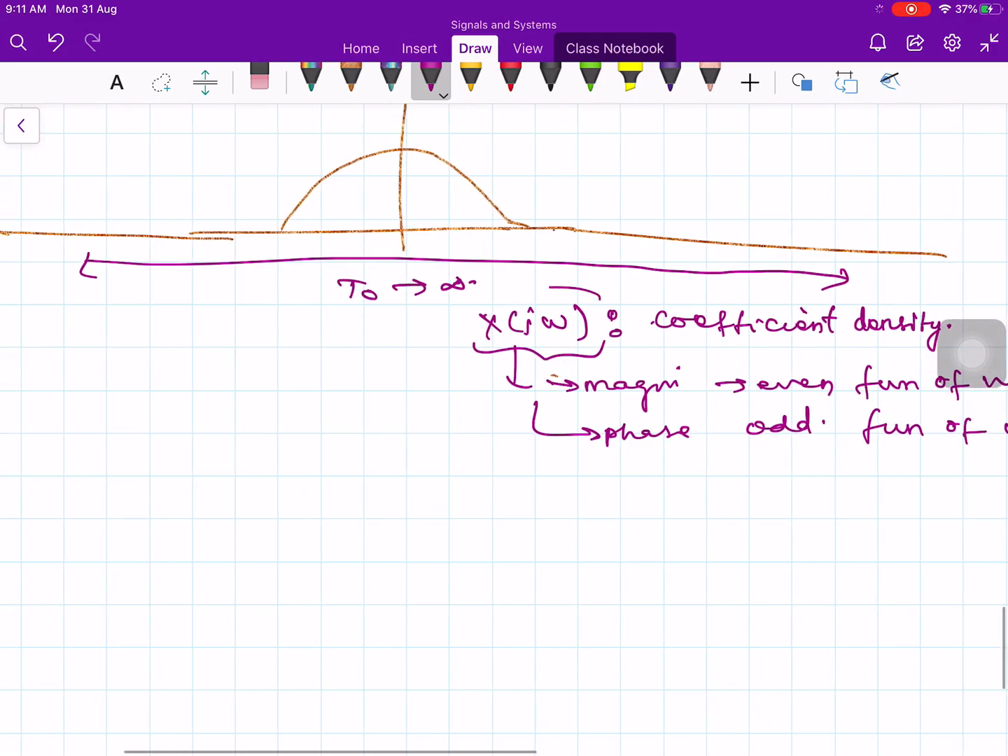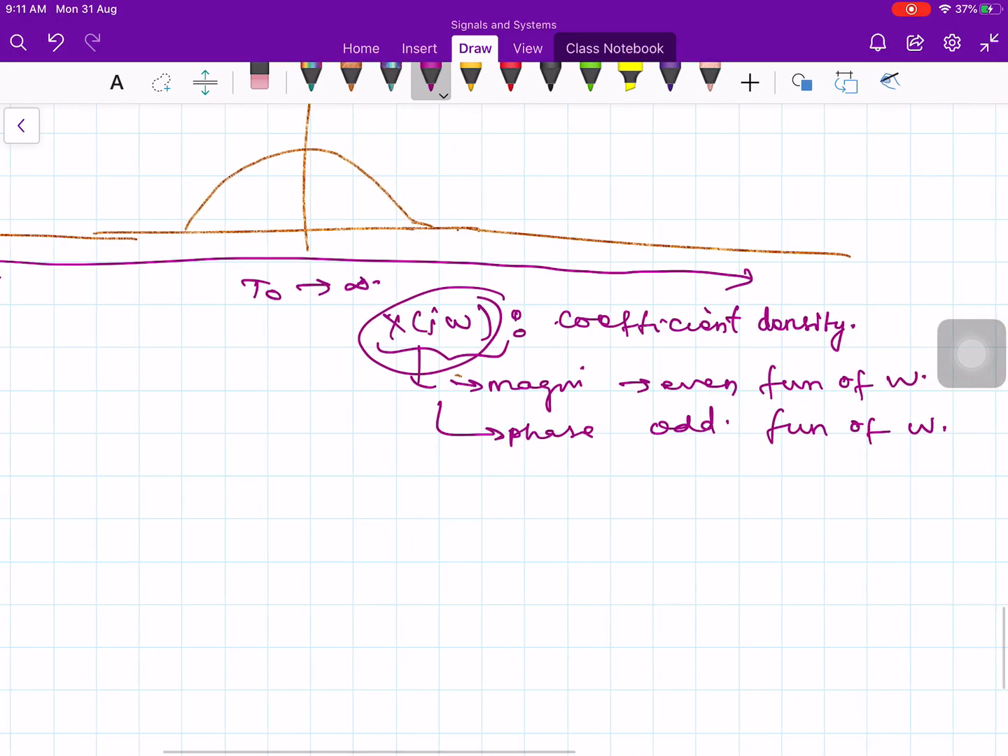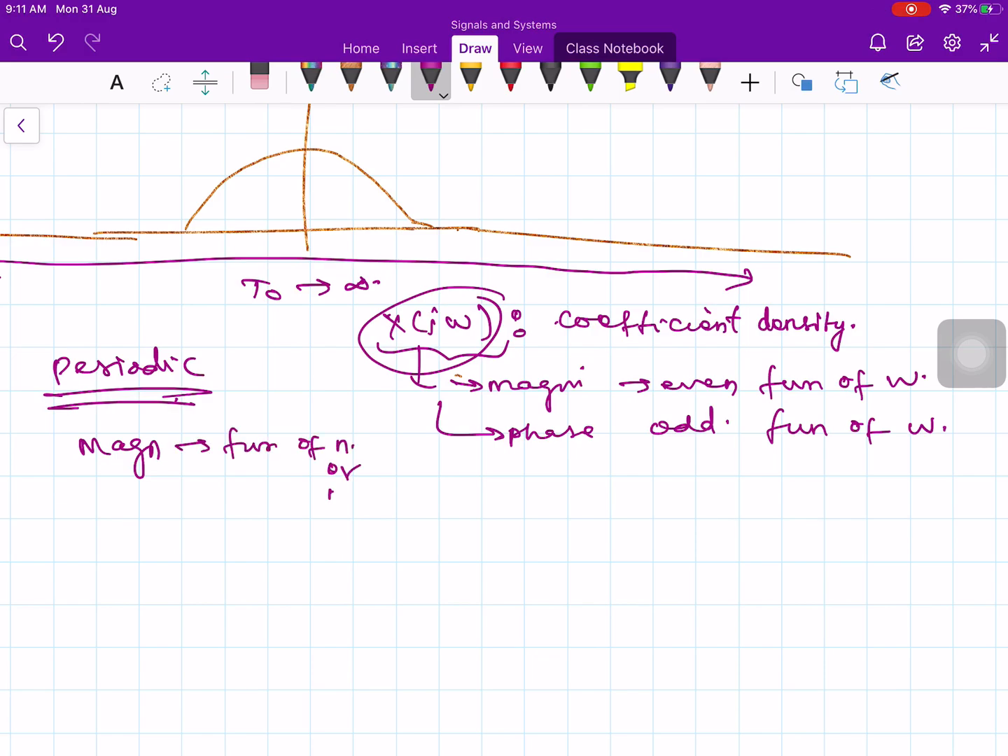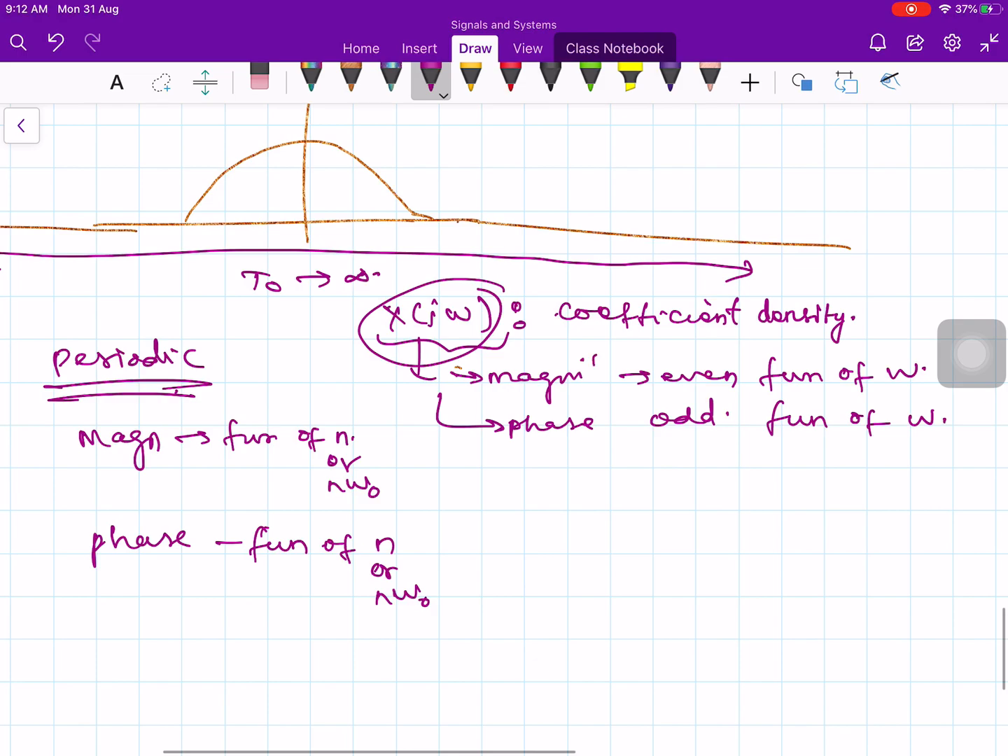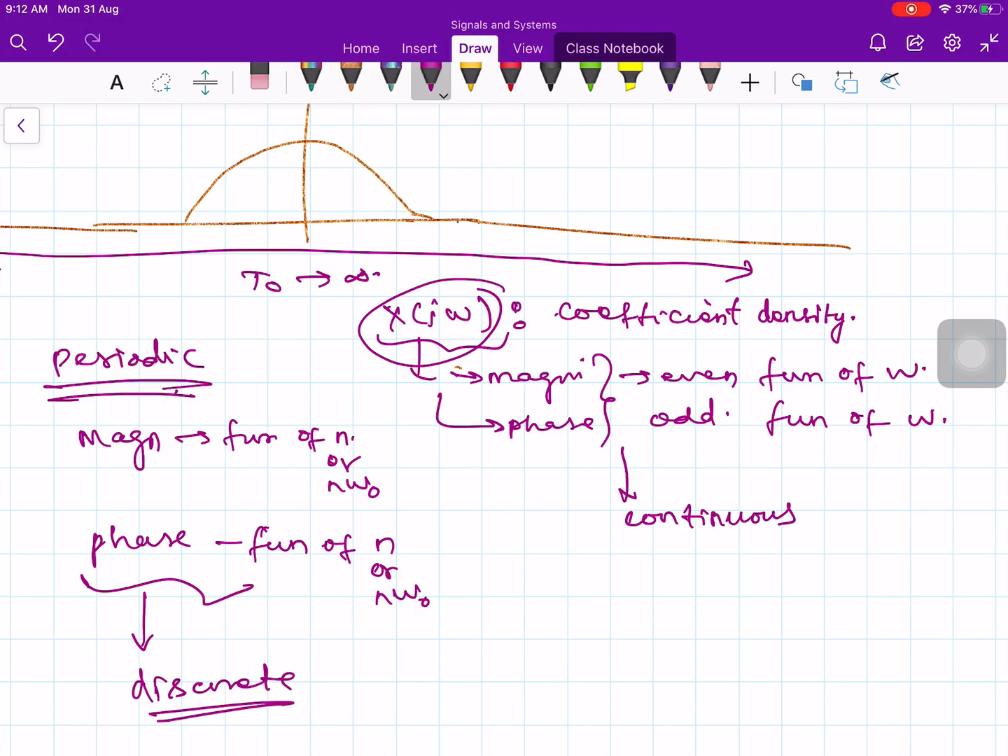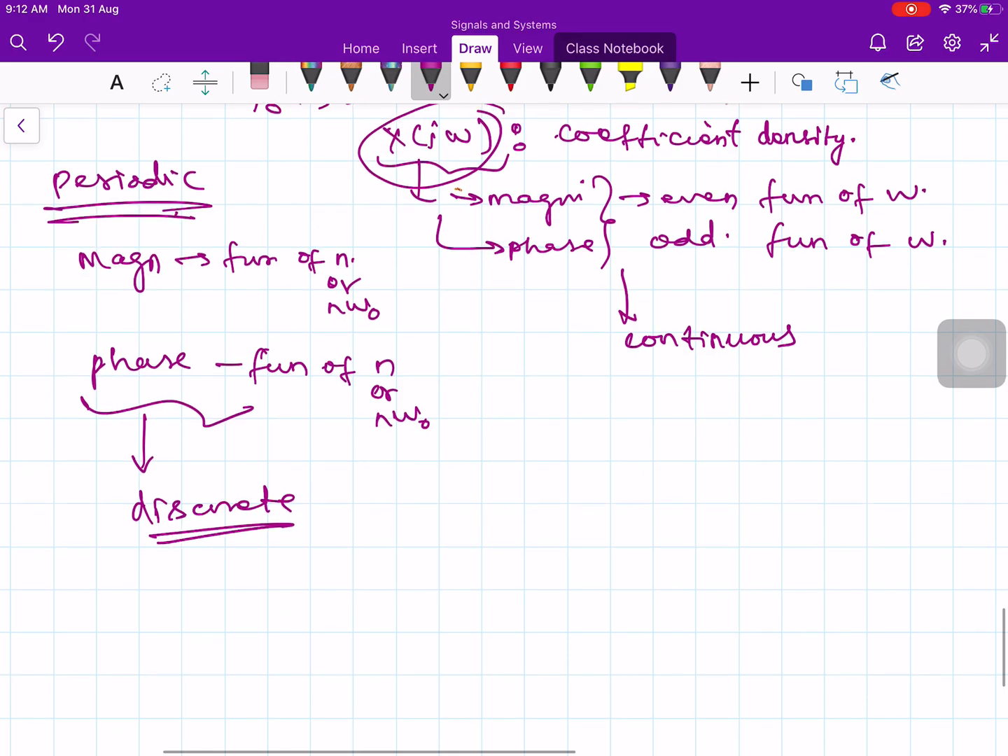Because x of j omega is a complex number, you have magnitude and angle associated with it, and both magnitude and phase are continuous. In the periodic case both are discrete, please recall. There, magnitude is a function of n or n omega naught, phase also a function of n or n omega naught. Here both magnitude and phase are continuous, and there both are discrete. You have values only at discrete points on the x axis. So this is the difference between your periodic signal and aperiodic signal.